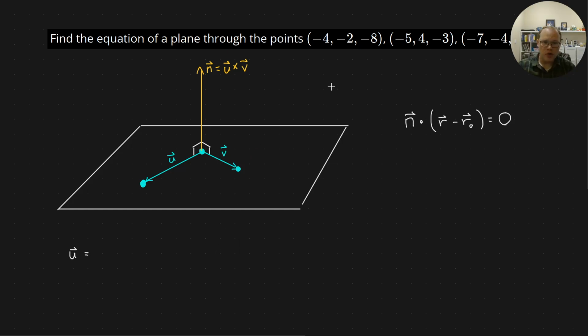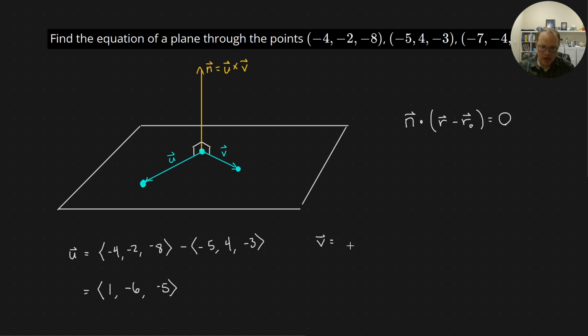Okay? So for this first one, I'll use the first 2 points. So -4, -2, -8, minus -5, 4, -3. And that gives me -4 minus -5 is 1, -2 minus 4 is -6, -8 minus -3 is -5. So that's my first vector.